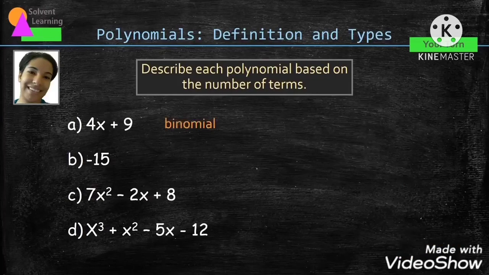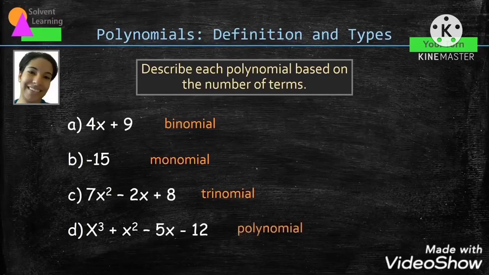The polynomial in A is a binomial. It has 2 terms. In B, there's just 1 term, so it's a monomial. And in C, there's 3 terms, so this is a trinomial. In D, there are 4 terms, so we can just call it a polynomial.